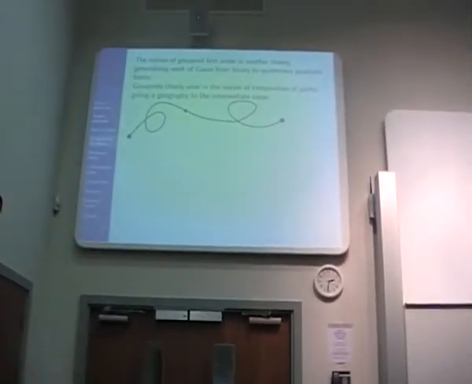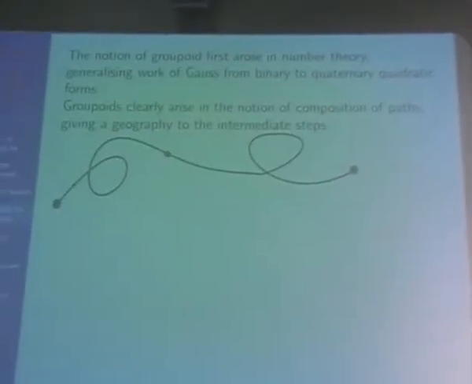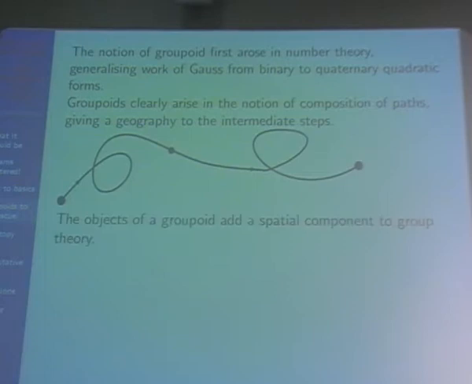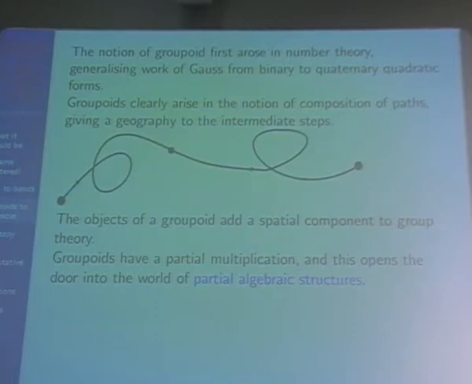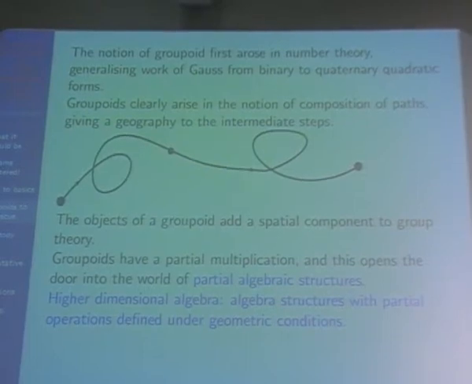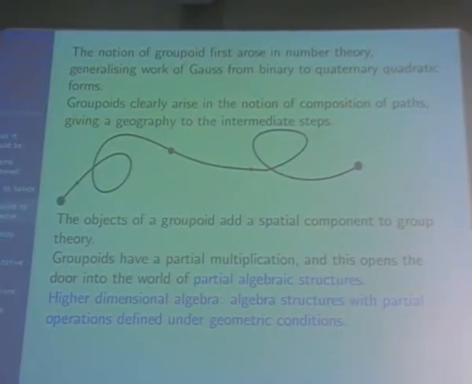Now, the notion of groupoid first arose in number theory, generalizing the work of Gauss from binary quadratic forms to quaternary quadratic forms. And it wasn't just from pure formality; it was actually to express the idea of composition. And they obviously arose early in the composition of paths, given the geography of the intermediate steps. Groupoids have a partial multiplication, and this opens the door into the world of partial algebraic structures. So, according to my definition, high-dimensional algebra is algebraic structures with partial operations defined under geometric conditions.